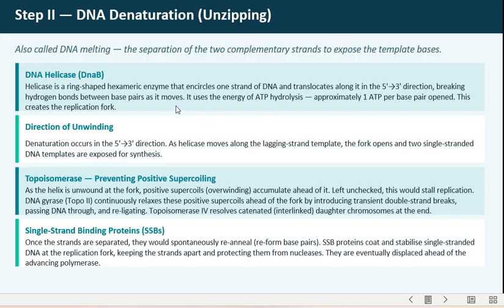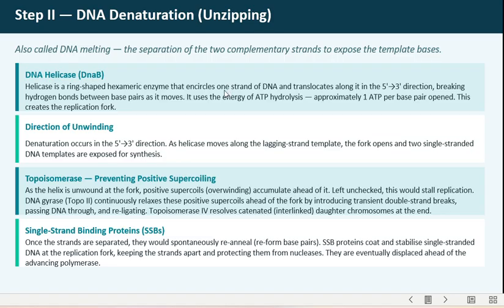Let's look at the key players. Who are the key players in this denaturation or step 2? So we have the first player, that is DNA helicase. DNA helicase, also known as DnaB. So DnaB is a ring-shaped hexameric enzyme, meaning it has 6 subunits that are arranged in a ring around the DNA strand.